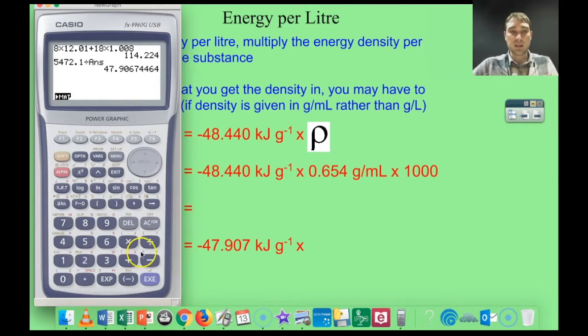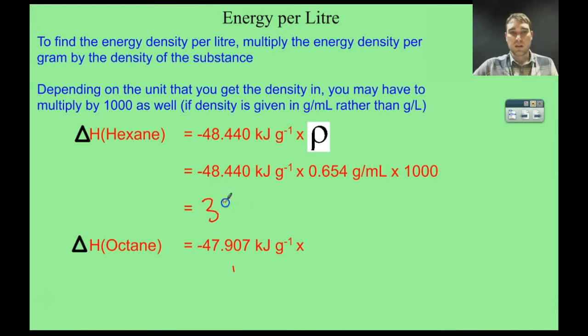So we have the energy density. Now I'm going to trust this calculation here. Normally I would do it myself so I don't get rounding errors. But I'm just going to start again, so minus 48.440, timesing that by the density, so that was 0.654, we had that before. We're going to times that by 1,000 to turn that into litres. So I'm going to write that down as 31,700, rounded down. So 31,700 kilojoules per litre.